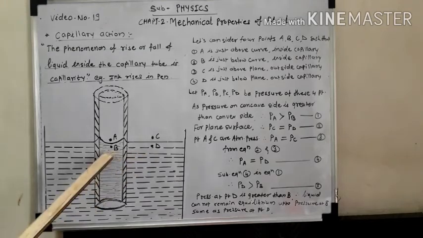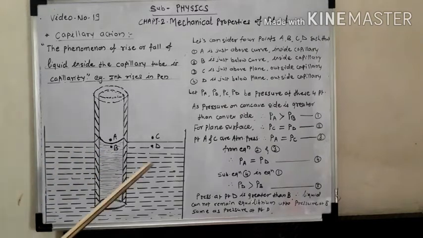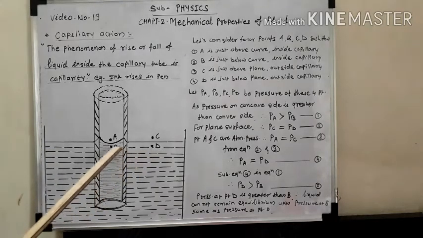Though B and D are at the same level, the pressure at point D is greater than the pressure at point B, so the liquid is not in an equilibrium position. To reach equilibrium, the liquid outside the capillary, due to this greater pressure, enters inside the capillary tube until the pressures at points D and B are the same.